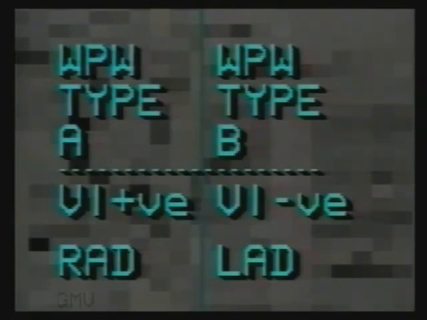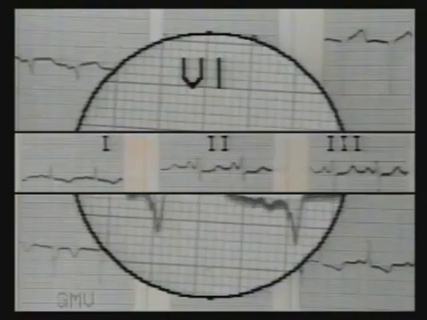In type B, the accessory bundle of fibers is on the right side. It causes a negative QRS complex in lead V1 and left axis deviation. This ECG shows negative QRS in V1 with left axis deviation. So this is WPW syndrome type B.